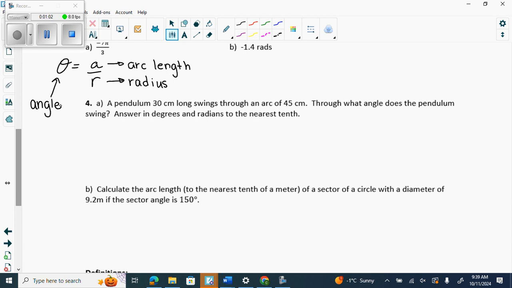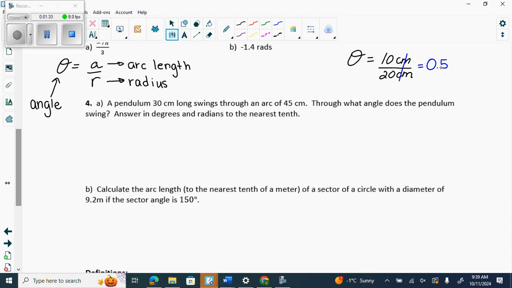So let's pretend off to the side that I gave you an arc length and I gave you a radius, just to decide maybe that we can figure out what this theta has to be in. So let's say the arc length is 10 centimeters. And let's say the radius is 20 centimeters. What happens with those centimeters? They cancel off. So my answer is going to be 0.5.